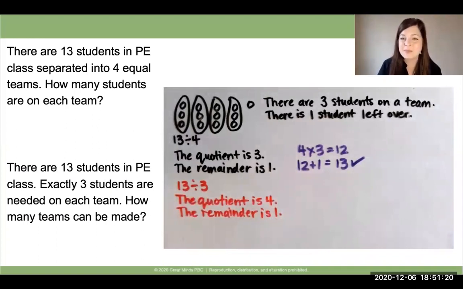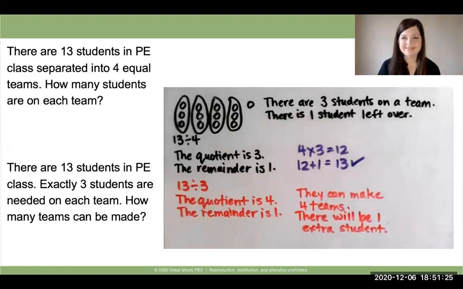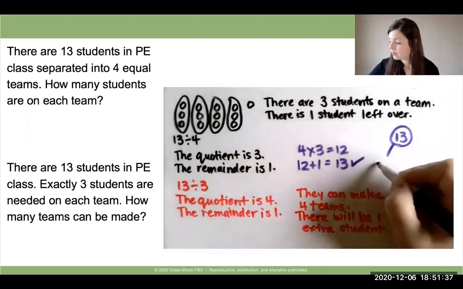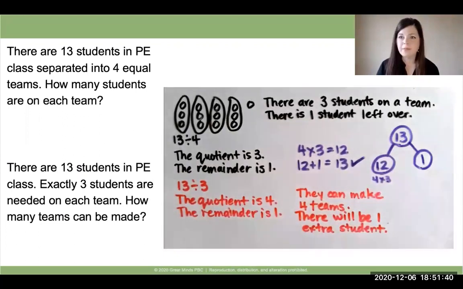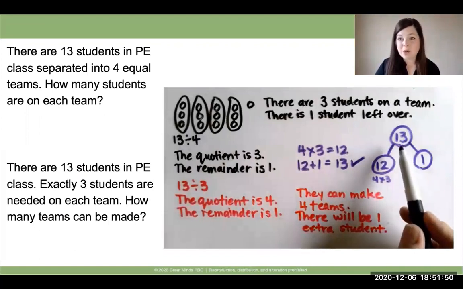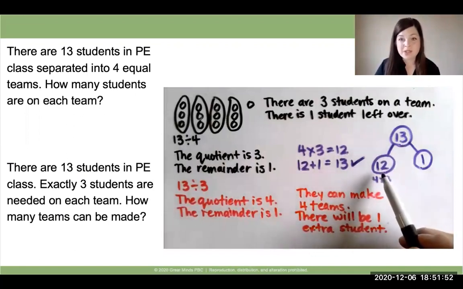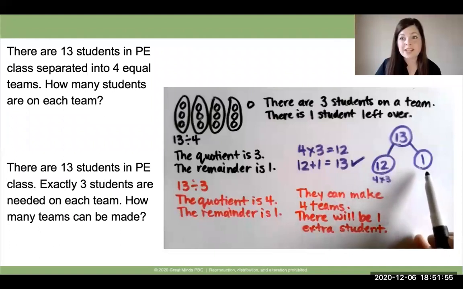Pause the video now and write a statement to answer the question, how many teams can be made? One statement you could have written is they can make 4 teams and there will be 1 extra student, but that's not the only correct statement you could have written. Now watch as I draw a number bond to represent the story. Compare the number bond to the rest of our work. What do you notice? Pause the video to talk out your thinking. Hopefully you notice that 13 is the total number of students. 12 represents the students who are in equal groups, and 1 is the remainder.